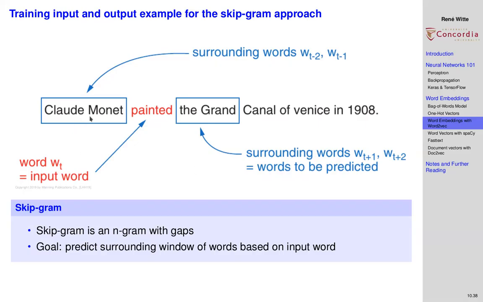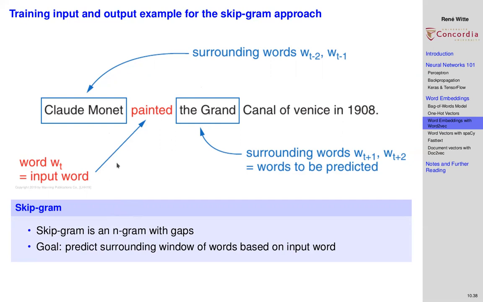So as training data, we have documents. In this case, we have a sentence: Claude Monet painted the Grand Canal of Venice in 1908. Now we take this input sentence and produce a so-called skipgram. This is the word surroundings. In this case, we're using bigrams. So we have Claude Monet and the Grand, so two words together.